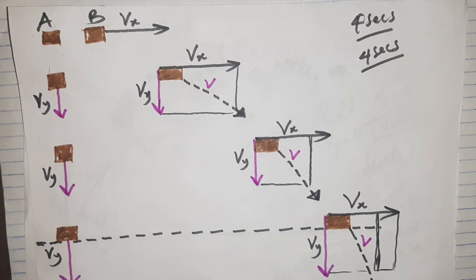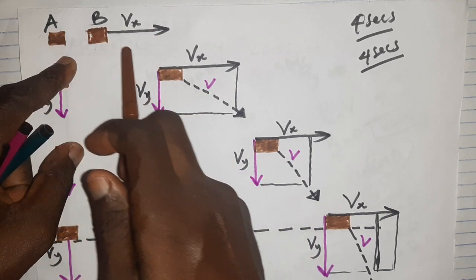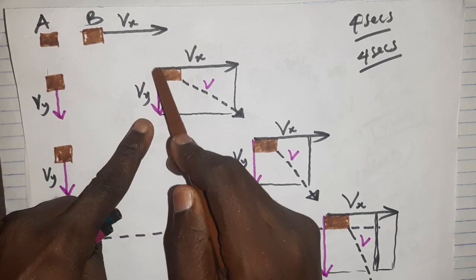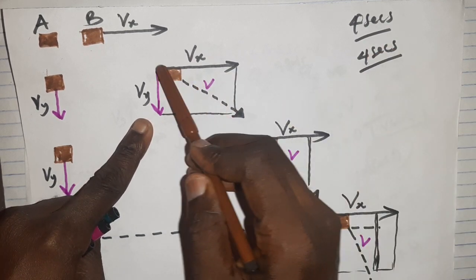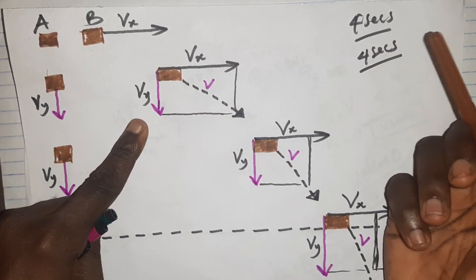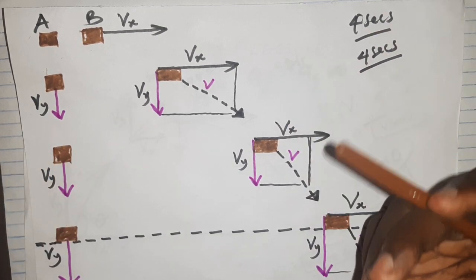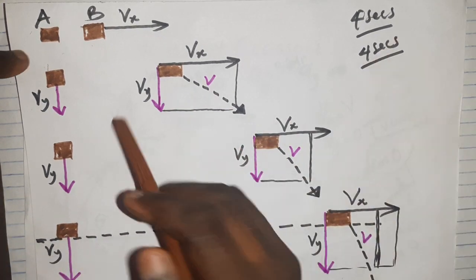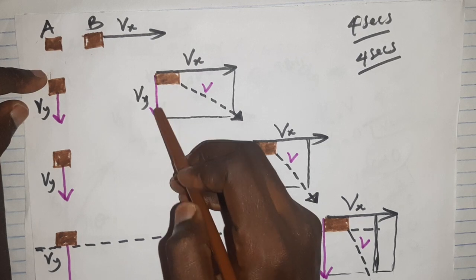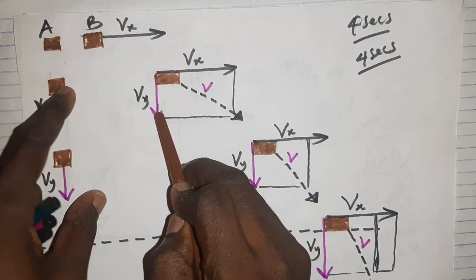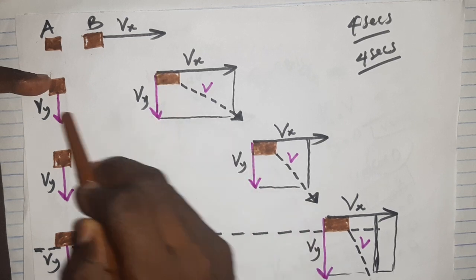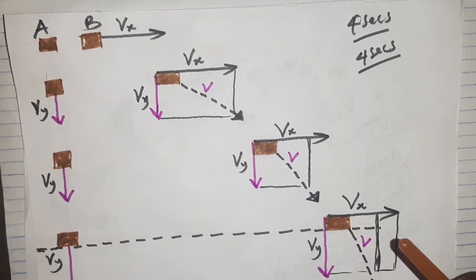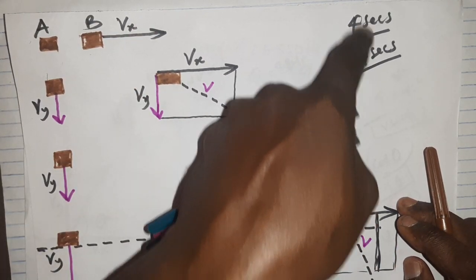And why is it that way? It is because object B, while falling and creating this trajectory, at every point on this curve has a vertical and a horizontal component, and the vertical and horizontal components do not depend on each other. They are independent of themselves. So we can just focus on the vertical component. And if you check, the vertical component at every point here is the same as the one here. So the vertical component here and here are the same. The vertical component here and here are the same. So definitely they will fall at the same time.